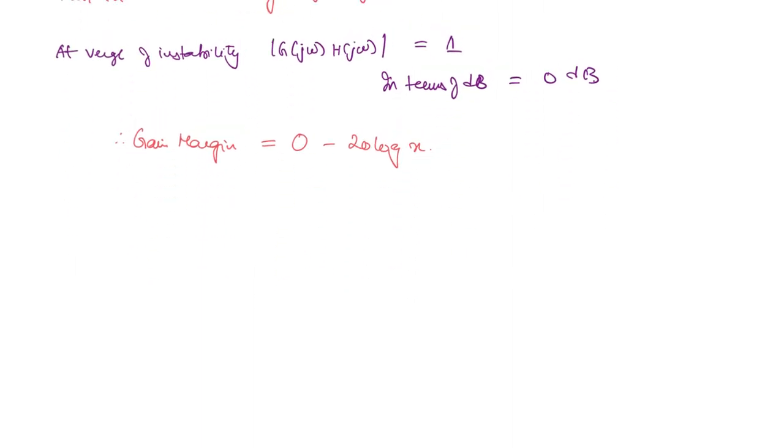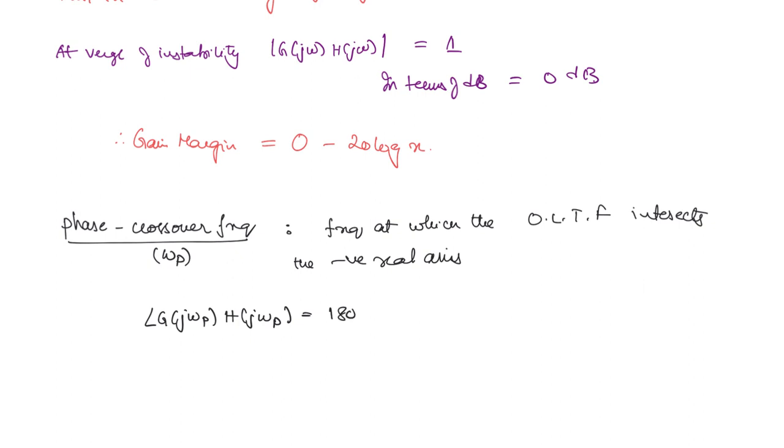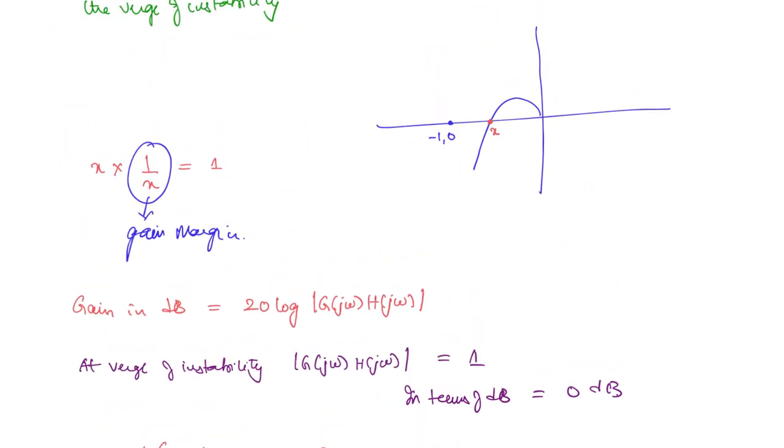Here one factor that is important is the phase crossover frequency. So what is this phase crossover frequency? It is the frequency at which the open loop transfer function intersects the negative real axis. This is called the phase crossover frequency and it is denoted by omega p. That means the phase of G of j omega p H of j omega p is equal to -180 degrees. So this point of intersection that we have seen here, this is where the frequency is equal to the phase crossover frequency, and this point is called the phase crossover.